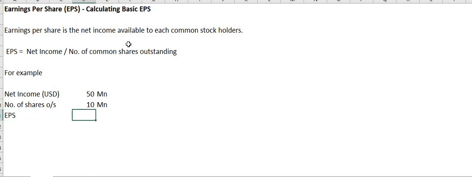let's say a company has net income of USD 50 million, and the number of shares outstanding are, let's say, 10 million. So EPS will be simply 50 divided by 10. So this will be 5 per share.